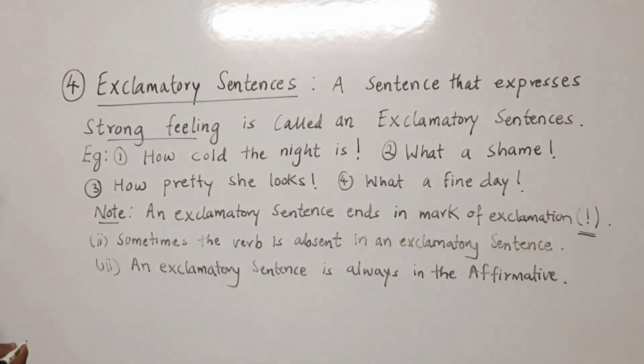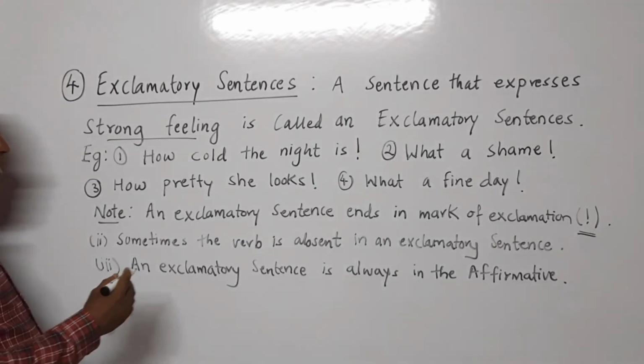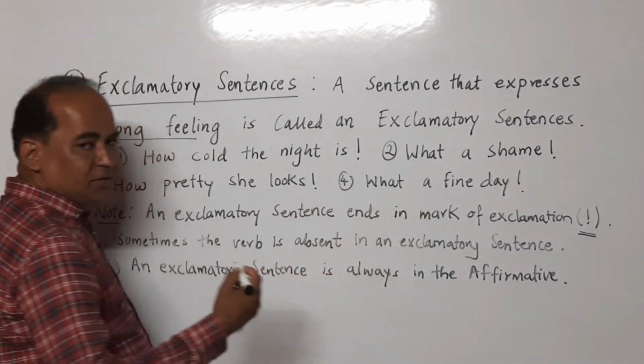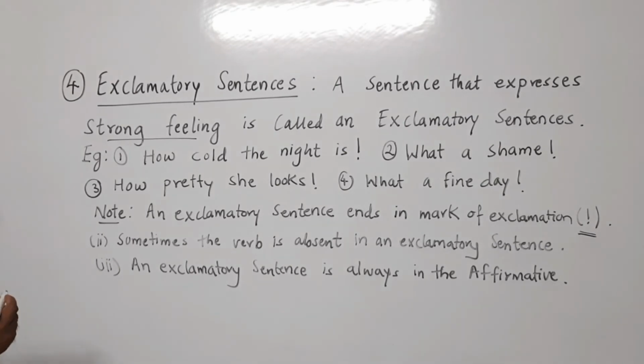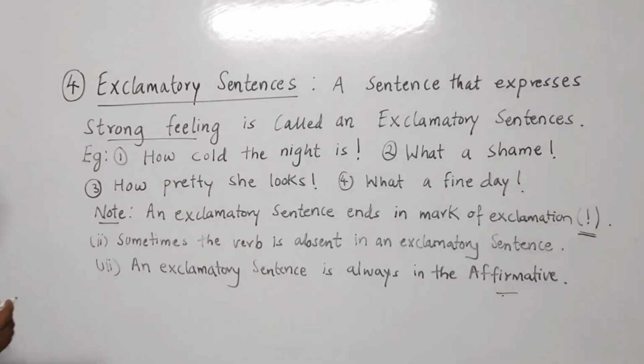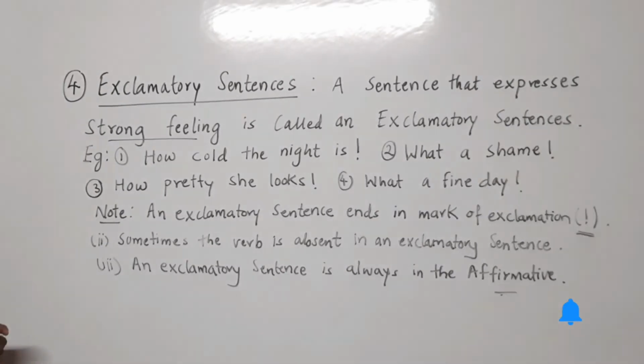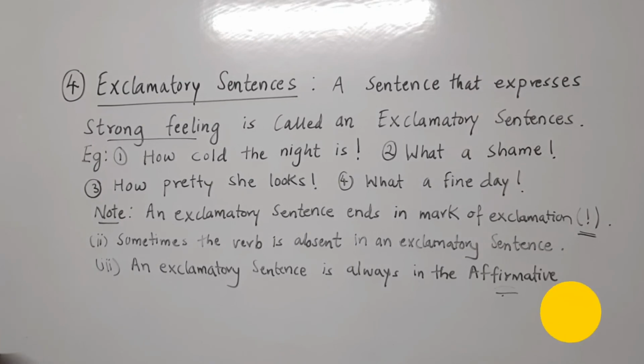Sometimes the verb is absent in exclamatory sentences, like the last sentence, what a fine day. So the verb is absent in the exclamatory sentence. An exclamatory sentence is always affirmative. It is always a positive statement. So exclamatory sentences express strong feelings. These are the examples of exclamatory sentence.